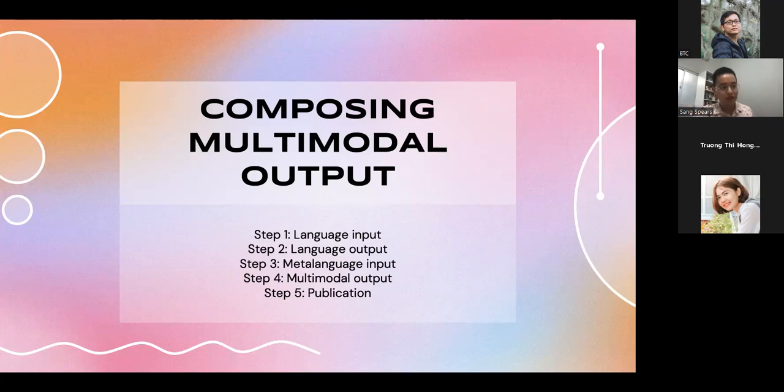Meta-language input, to make it simple, is that when students compose multimodal output, they'll need to have some knowledge about how to make videos, how to select images, something like that. So it would be the meta-language input. And then we have multimodal output, and finally publication.